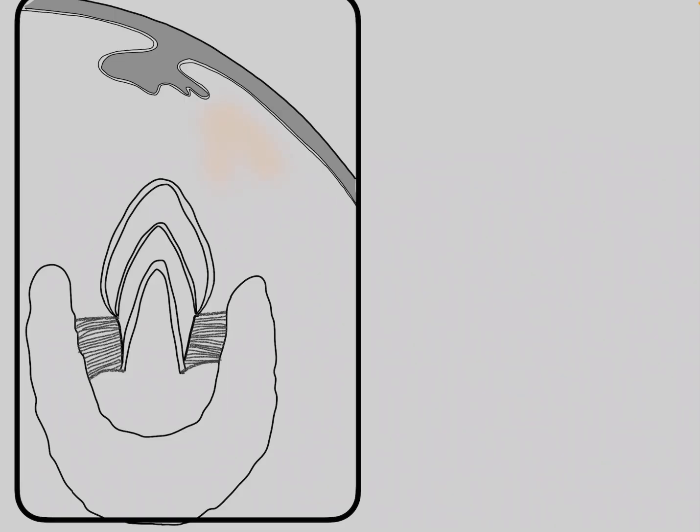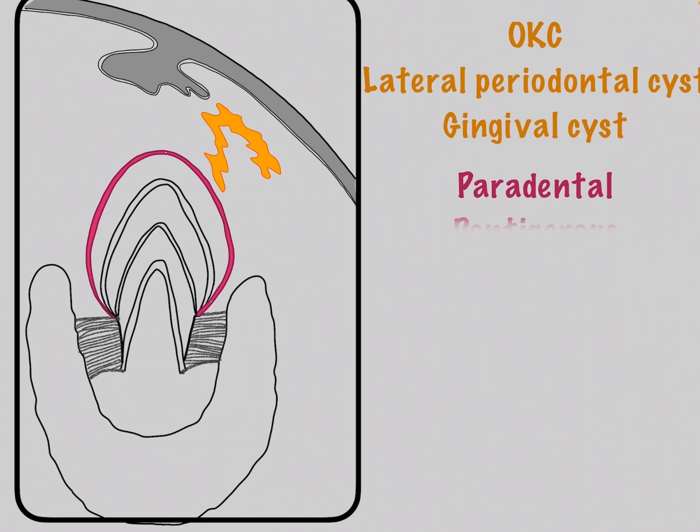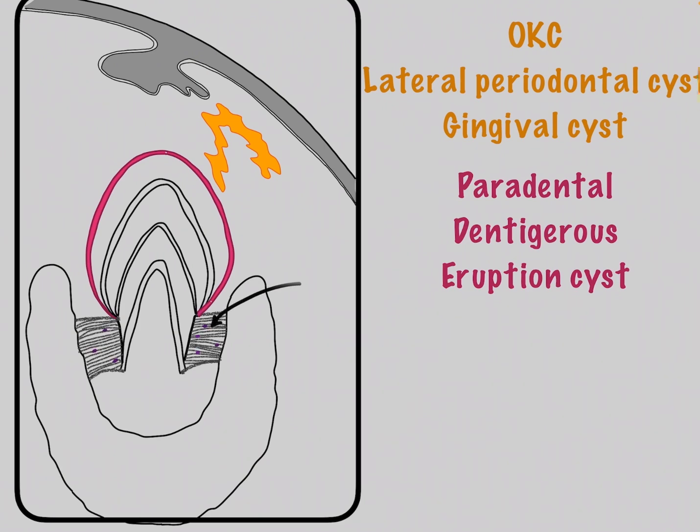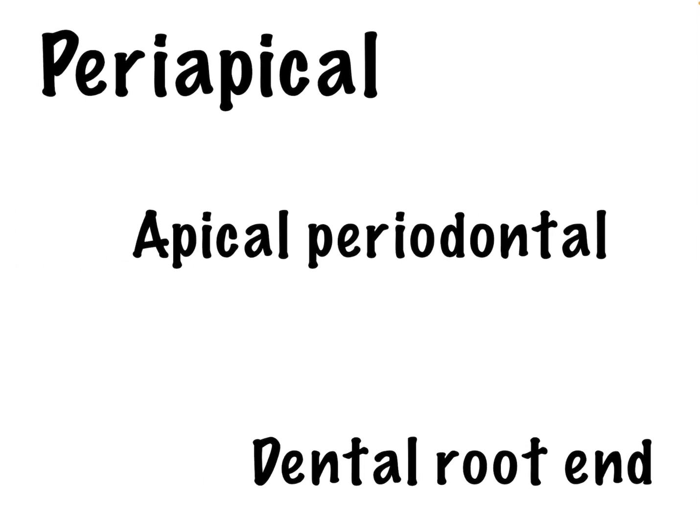The rests persisting after dissolution of the dental lamina or glands of Serres give rise to odontogenic keratocyst, lateral periodontal cyst and gingival cyst. The reduced enamel epithelium derived from the enamel organ, which covers the fully formed crown of an unerupted tooth, gives rise to paradental, dentigerous and eruption cyst. The third one is the rests of Malassez, formed by the fragmentation of the epithelial root sheath of Hertwig, which gives rise to radicular cyst. In this video, we shall see about radicular cyst, the most common type of cyst in the jaw, which is otherwise called periapical or apical periodontal or dental root cyst.